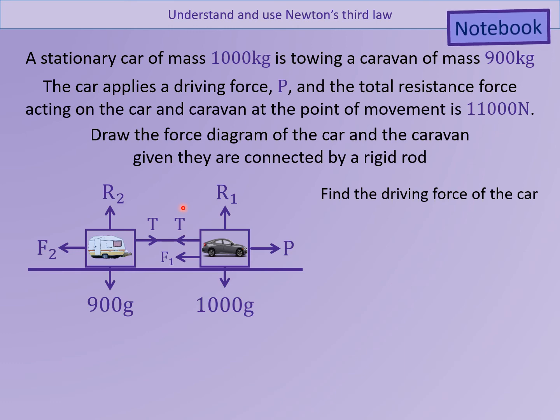We want to find the driving force of the car. Now, if we consider this as two separate objects, there are quite a lot of unknowns. We don't know T, we don't know F1, and we don't know F2. It would be easier if we consider the system as one single object, the car and the caravan combined.